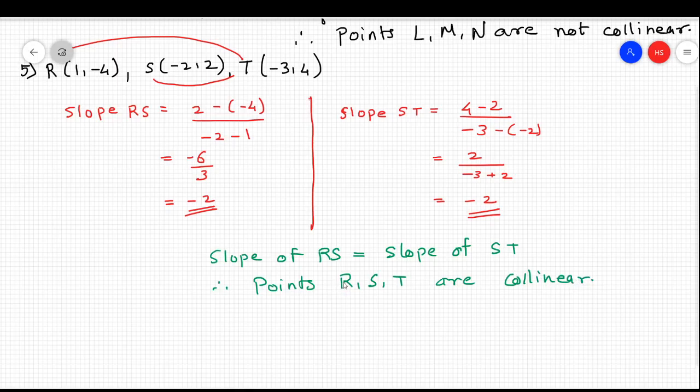Okay. Again, I'm repeating that you don't need to find out slope for all three. Any two will be sufficient. Okay. So any two are sufficient. So I take any two segments. Here we took RS and ST. Okay. So before we end, let me just ask a small trivia, small question to you.